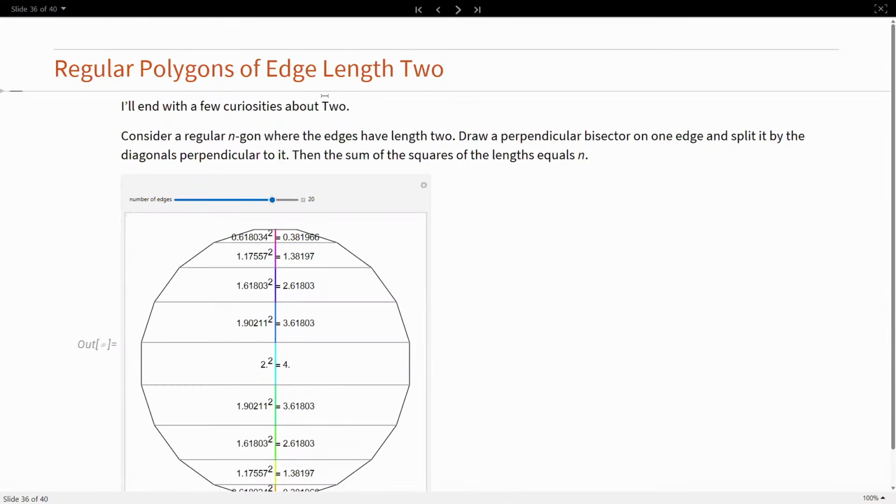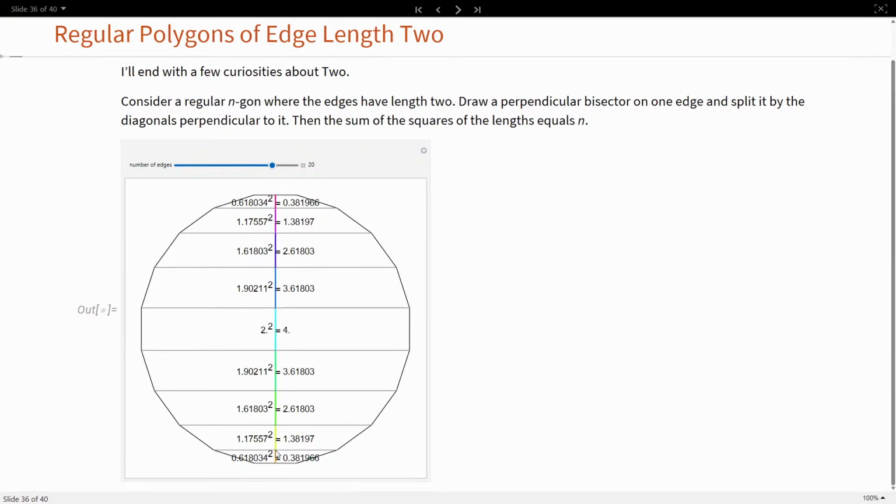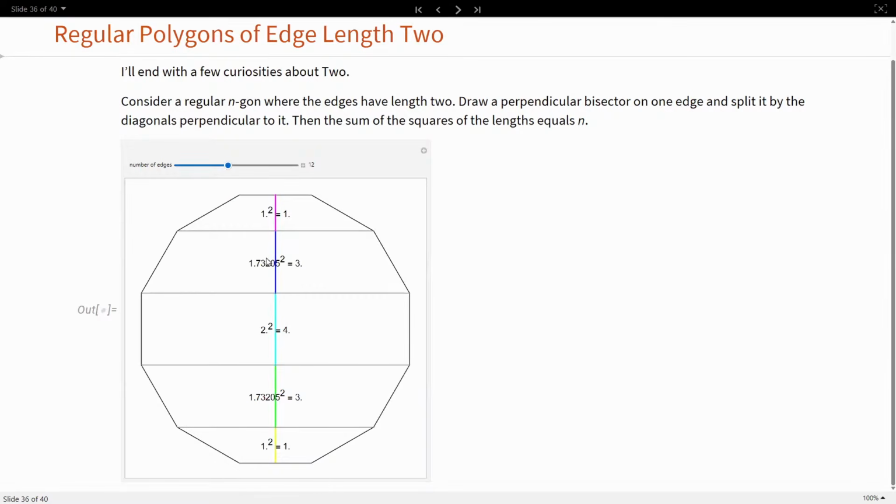A couple more things about 2. If you look at a polygon where the edge length is 2, and then you take a line and divide it up by the horizontal diagonals, the distances squared will add up to the number of sides of the polygon. So for 20, these 20 values here will add up to 20. And this works for any regular polygon. These values, 1 plus 3 plus 4 plus 3 plus 1, add up to 12.